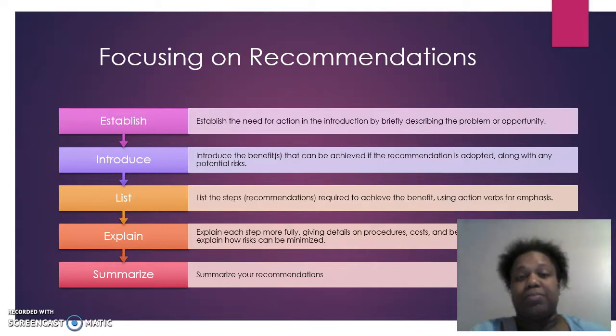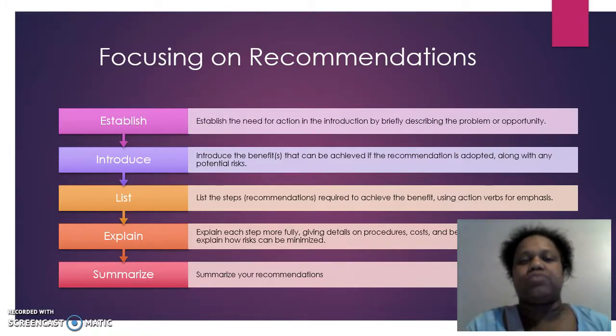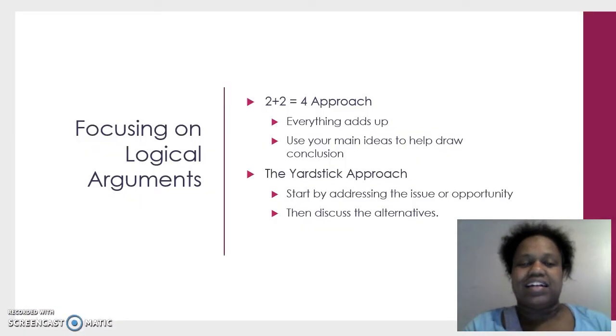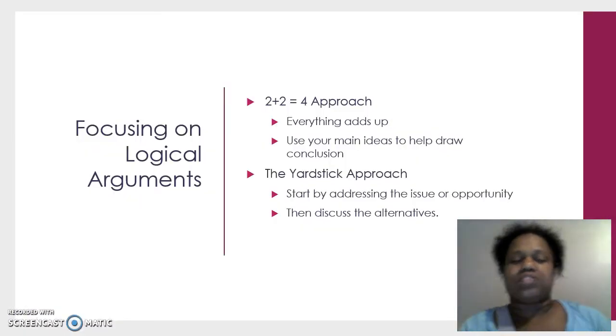Explain how risk can be minimized. So if we're talking about adding 2 more employees, we can say that by adding these employees, they can help with finding issues in the long run that can be beneficial to the company. And then, of course, just summarize everything that you've already recommended. And then focusing on logical arguments.